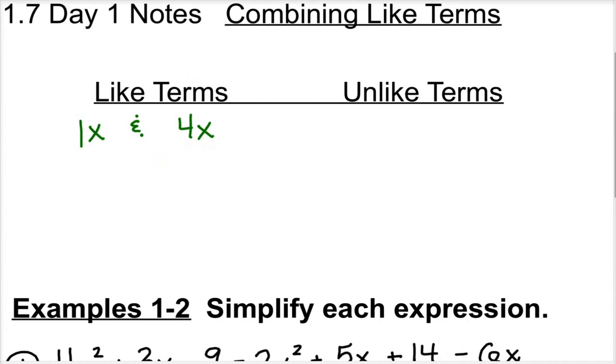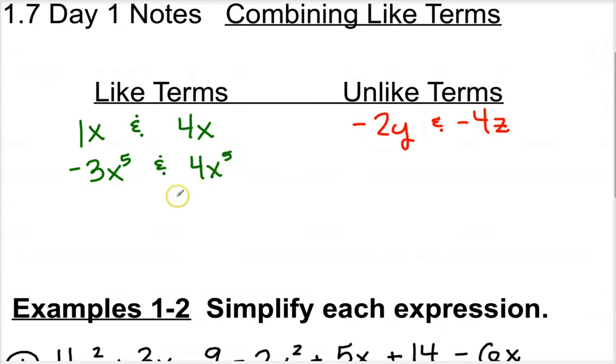An example of unlike terms would be something like negative 2y and negative 4z. For these two terms, this one has a y, this one has a z. Those are different variables, and so those are unlike terms. Another example of like terms, you could have two terms that both have a variable with an exponent. In this case, this is negative 3x to the fifth, and if we had 4x to the fifth as well, those two would also be like terms. They both have an x, and that x has an exponent of 5 on both terms.